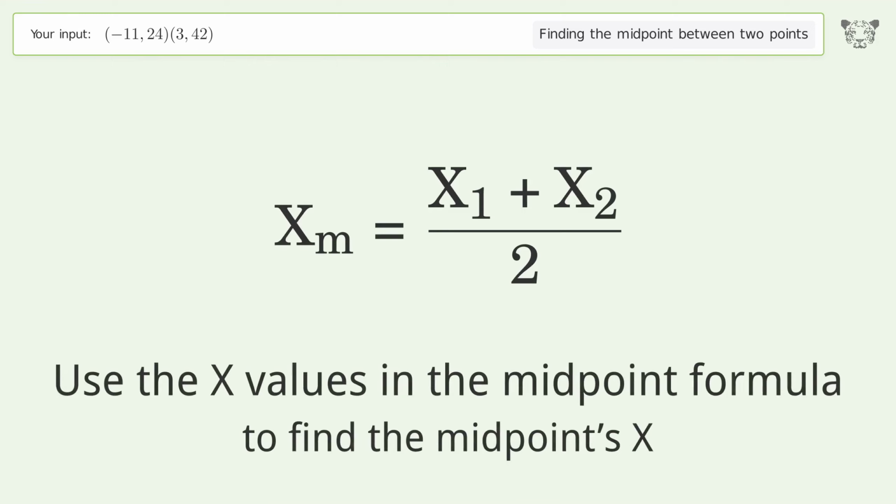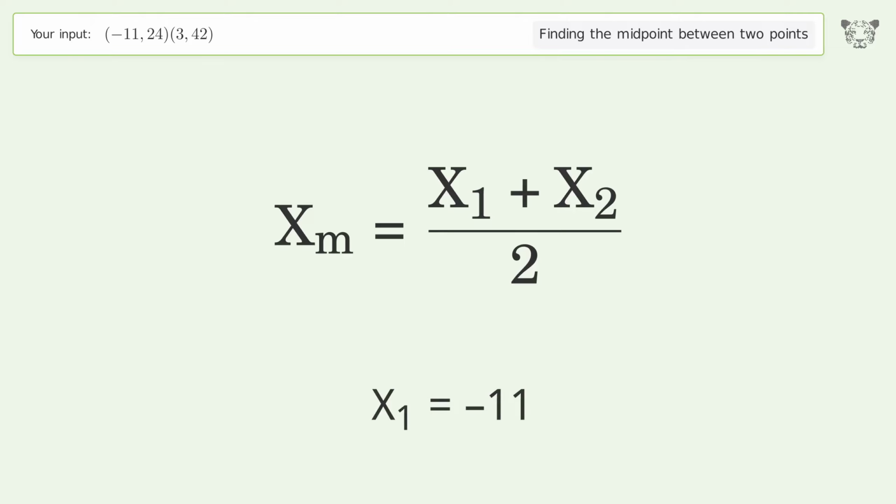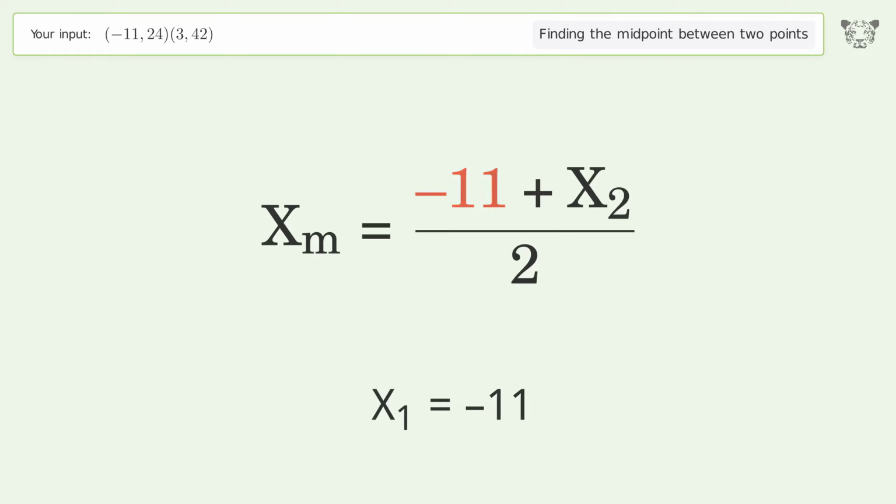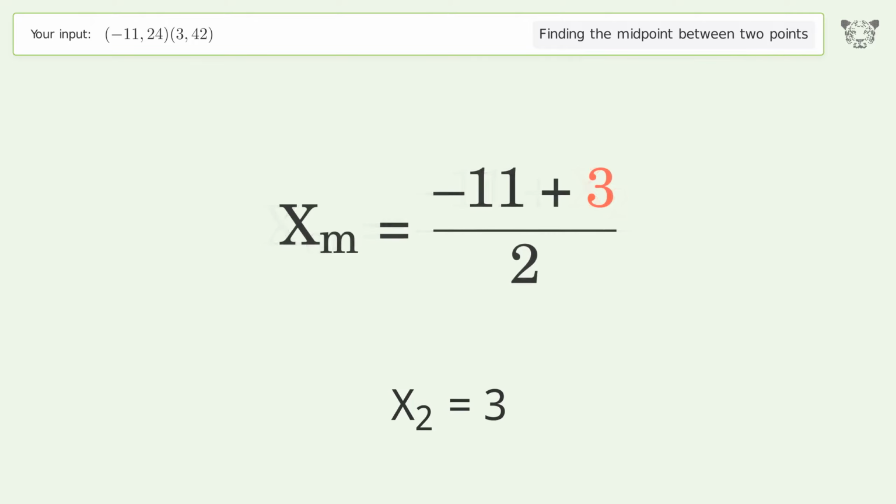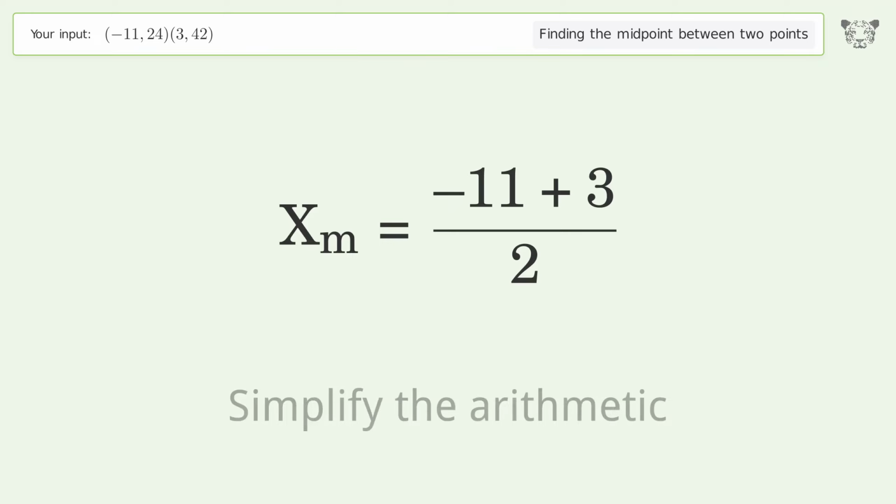Use the x values in the midpoint formula to find the midpoints x. x1 equals -11. x2 equals 3. Simplify the arithmetic.